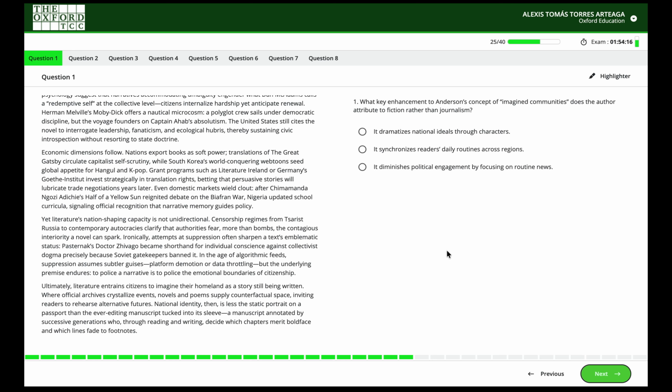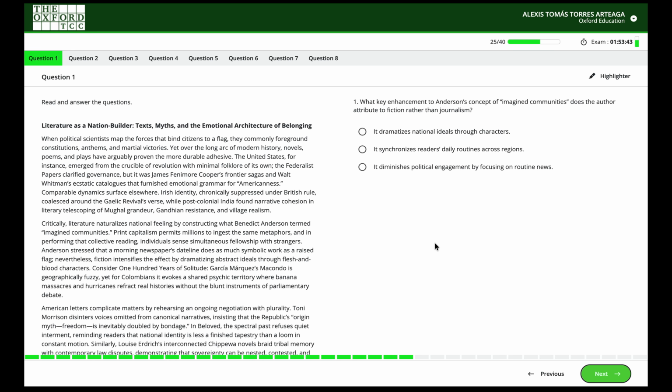Ultimately, literature entrains citizens to imagine their homeland as a story still being written, where official archives crystallize events, while novels and poems supply counterfactual space, inviting readers to rehearse alternative futures. National identity, then, is less a static portrait on a passport than the ever-editing manuscript tucked into its sleeve. A manuscript annotated by successive generations who, through reading and writing, decide which phrases merit boldface and which lines fade to footnotes. What is a key enhancement of Anderson's concept of imagined community?